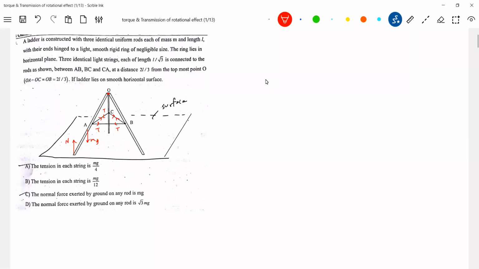So this ring will exert horizontal force only. Therefore N should be equal to Mg. You look at any rod, this rod. So what is the normal reaction? N minus Mg equals 0. Okay, let's come to the equilibrium.